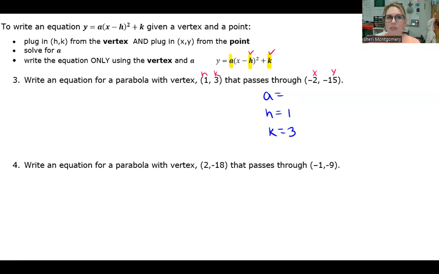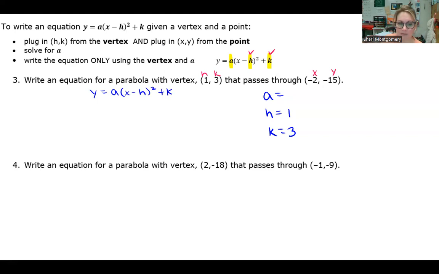The way that we figure it out is we've got this equation: y equals a(x minus h) squared plus k. It's a lot of letters. We have every letter but A, so we're going to plug all the letters in and solve for A. I labeled them, and it's good to label them. I know H, K, X, and Y, and I'm plugging them in. So I'm going to rewrite the equation: y equals a(x minus h) squared plus k.